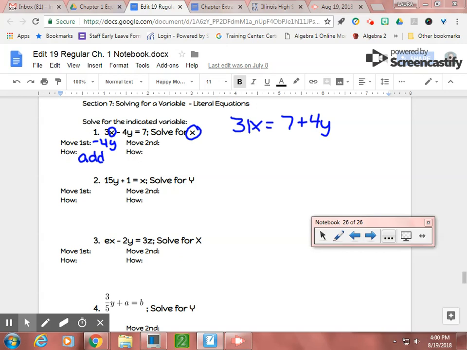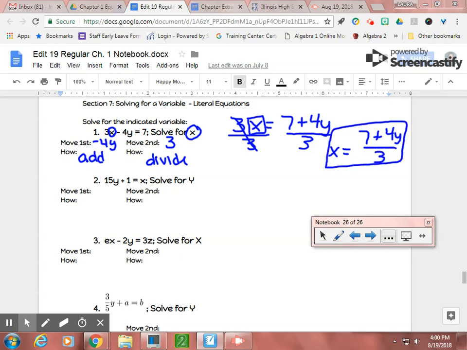So again, what I'm trying to do is isolate this x. So my second move is to get rid of the 3. Well, it's 3 times x, so I need to do the opposite of that, which is divide. So then I know that my answer is that x is going to equal 7 plus 4y over 3. And you want to still have variables in this, so you want your variables to stay, because we're not solving for a number, we're solving for a variable here, trying to get the variable by itself.